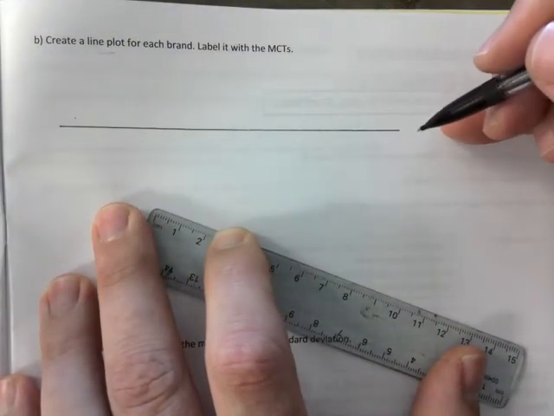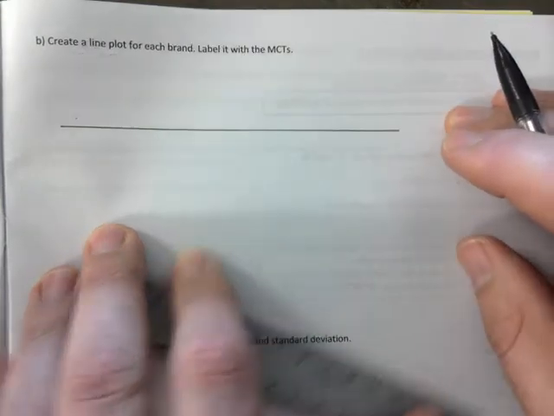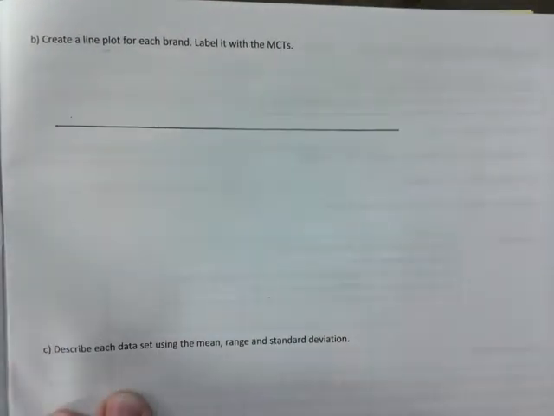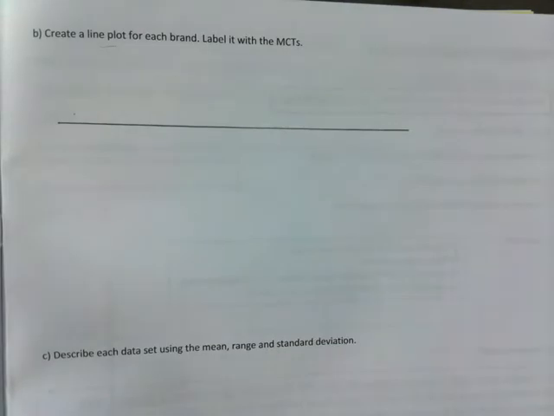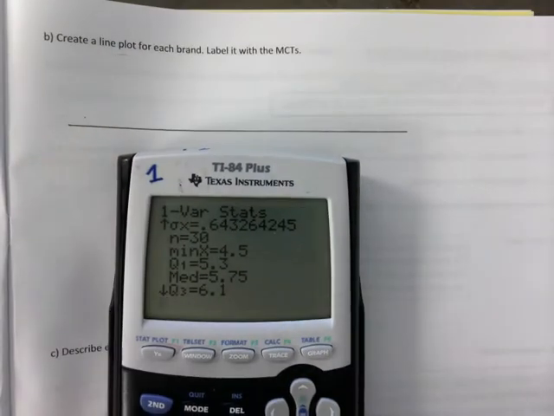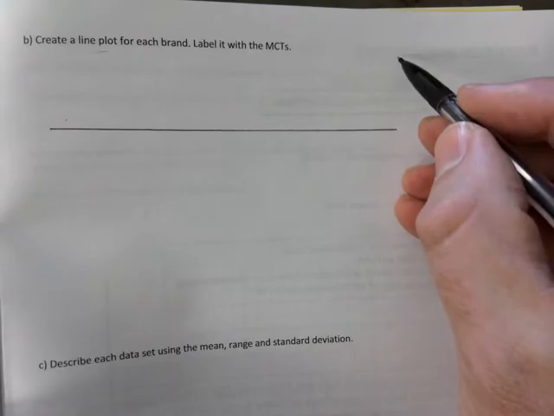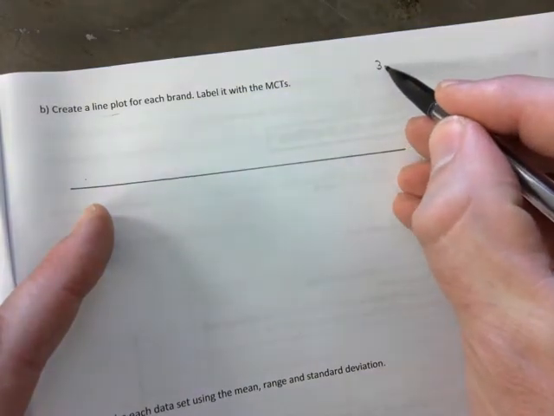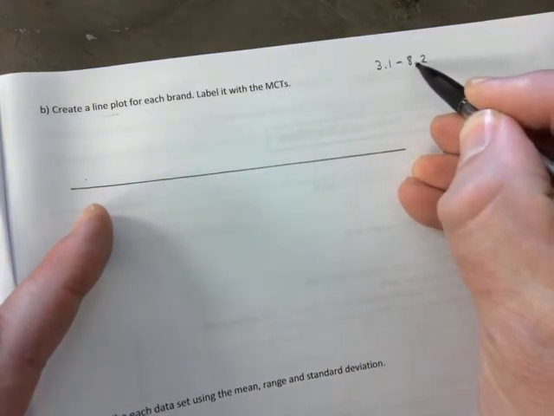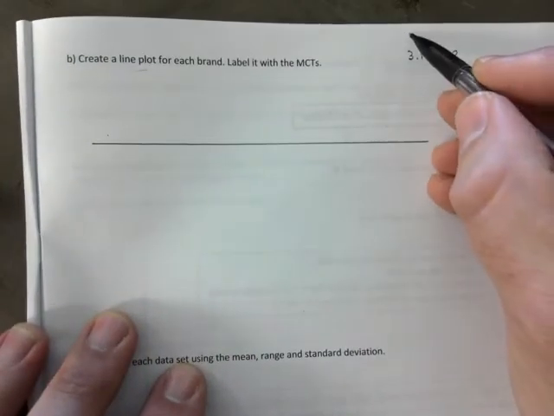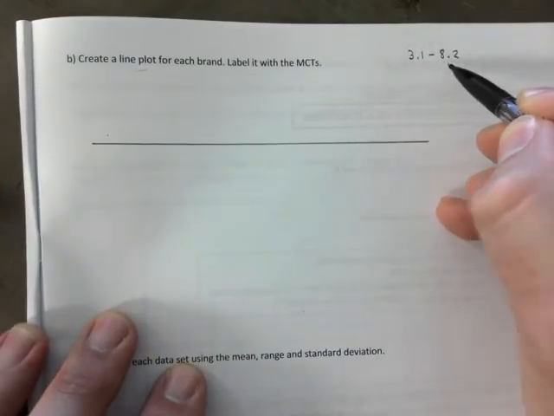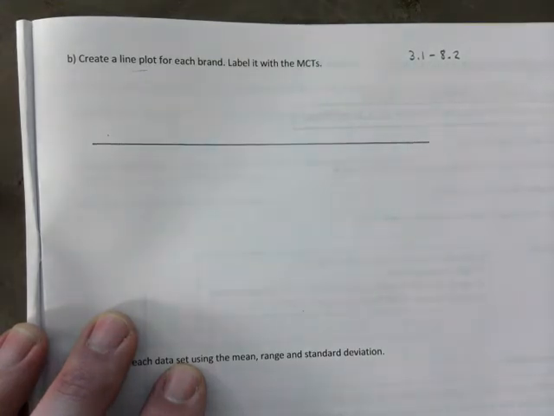So brand X is going to go here. And let's just figure out the scale, because this is the trickiest part of all, perhaps. I need to write it down here. My lowest value is 3.1, my highest is 8.2. So 3.1 to 8.2. That is what I need to make sure I accommodate. I have to have room for those points.